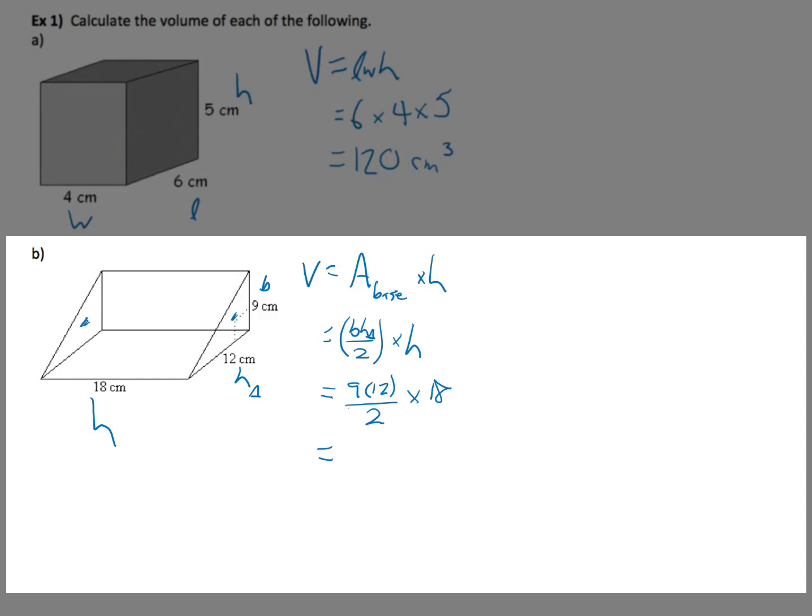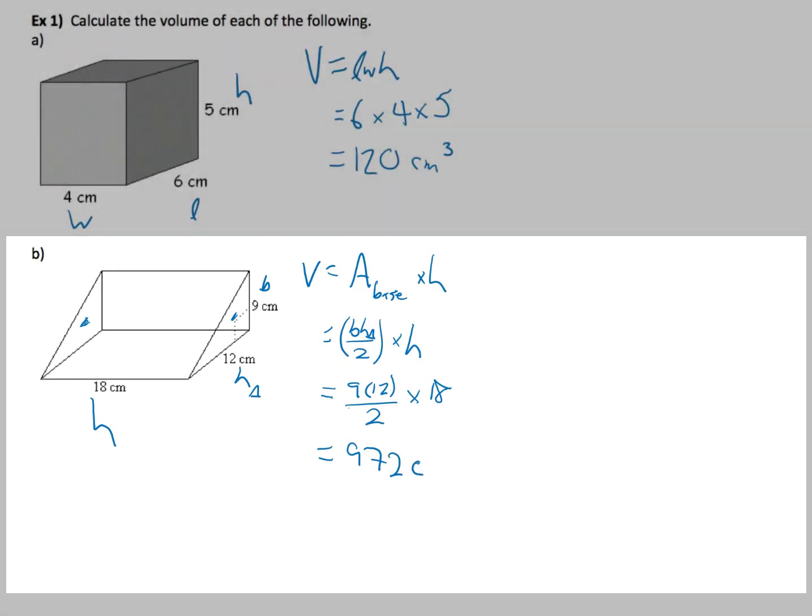Now what's nice about this is you could do 9 times 12 times 18 all divided by 2, or you could do 9 divided by 2 times 12 times 18. It doesn't really matter the order because it's all multiplication and division, and in BEDMAS, it doesn't really matter which one you do first. So in this case, 9 times 12 times 18, divide by 2, you should get 972 centimeters cubed.